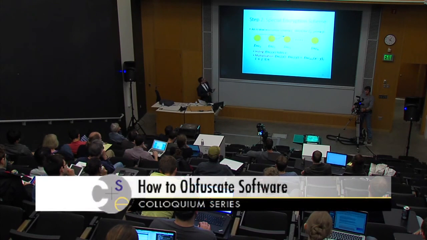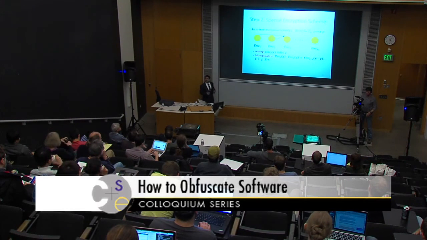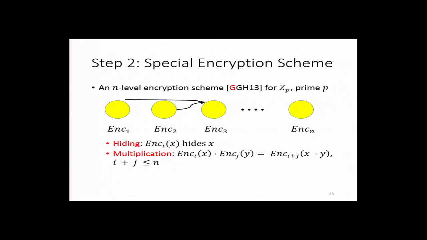This sort of defines what the levels are. In particular, if you were to multiply an encryption from the first level and an encryption from the second level, you'll get an encryption at the third level, which will correspond to the product of the numbers multiplied. The third property, which is the new property in our encryption scheme, is this equality test property.